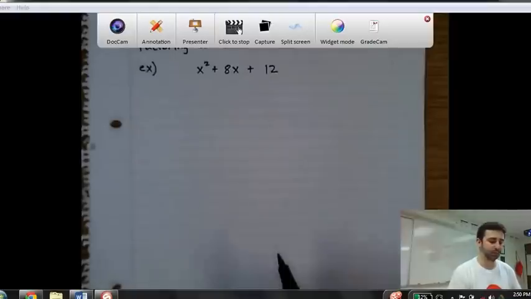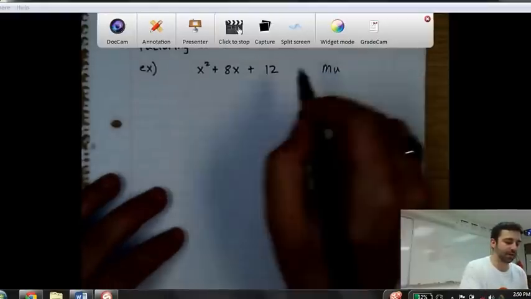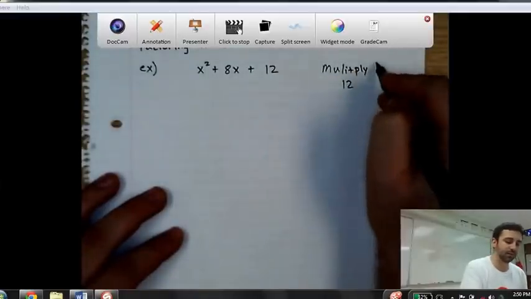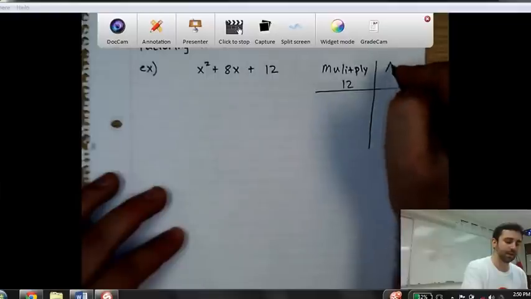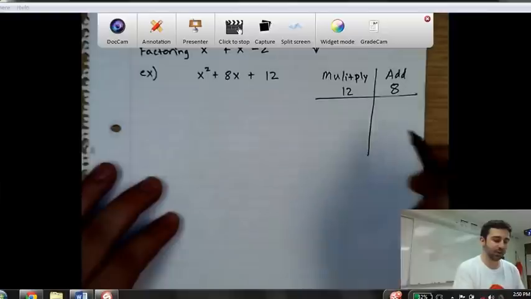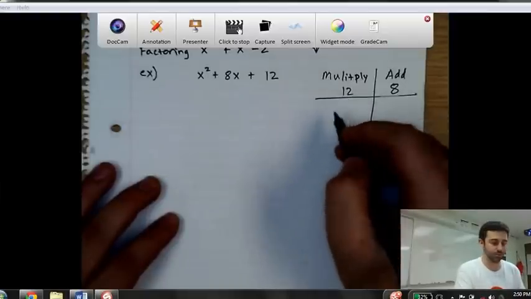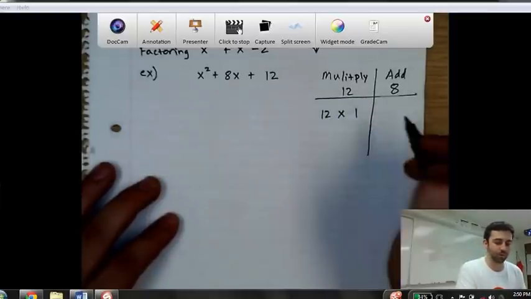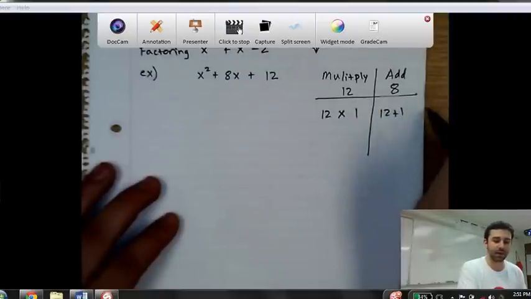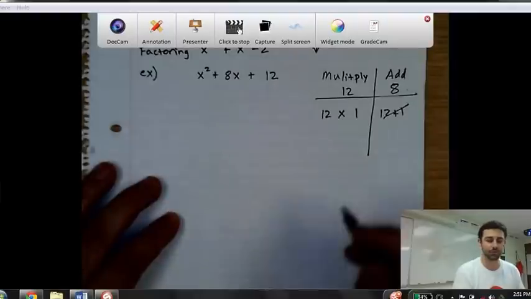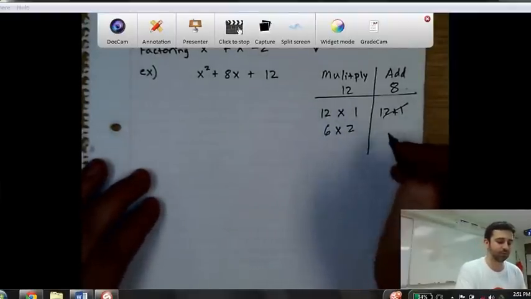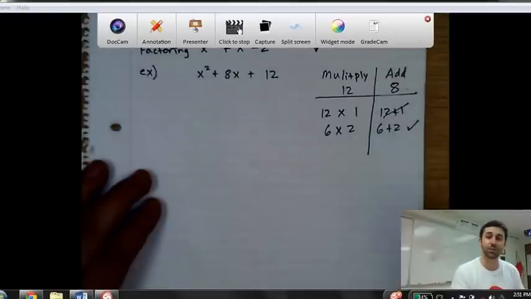We can first think about it as I need two numbers, or two factors, that multiply to give me 12 and add to give me 8. And so I normally start with the number I'm trying to get to multiply and 1. So in this case it works. But when I say 12 plus 1, I get 13, which is not 8, so that does not work. Next I try, for 12, we'll try 6 and 2. 6 plus 2 is 8, and so we have our two factors.